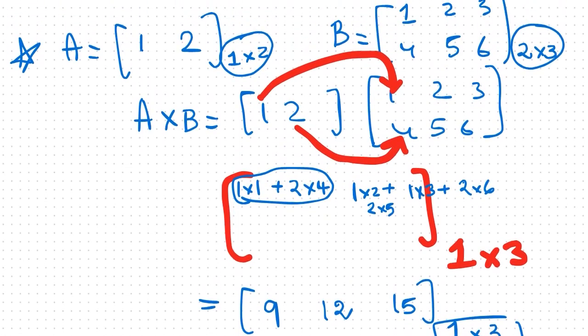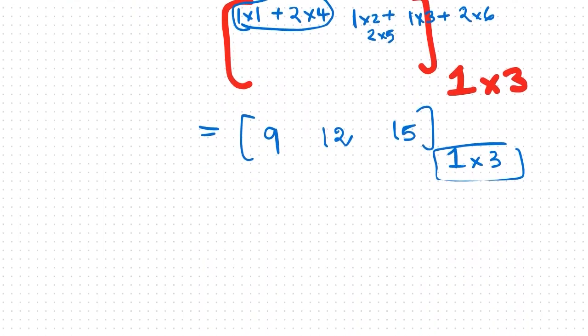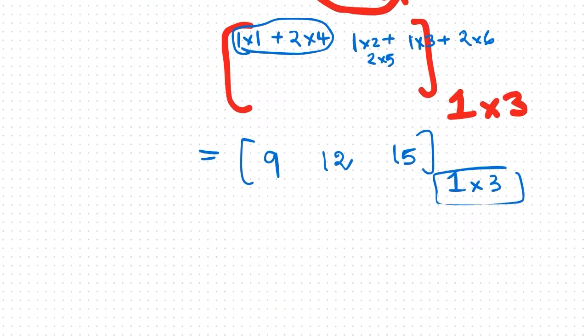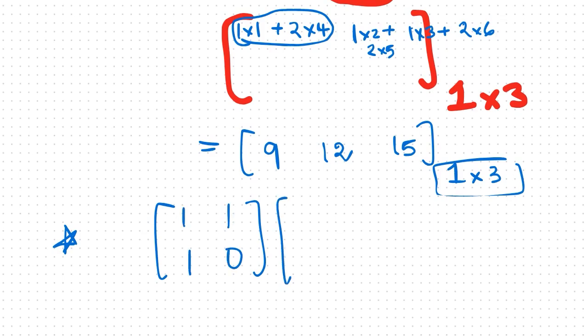This is how you multiply, row with columns. It's kind of confusing. So let's say we multiply 1, 1, 1, 0 with root 3, 2.